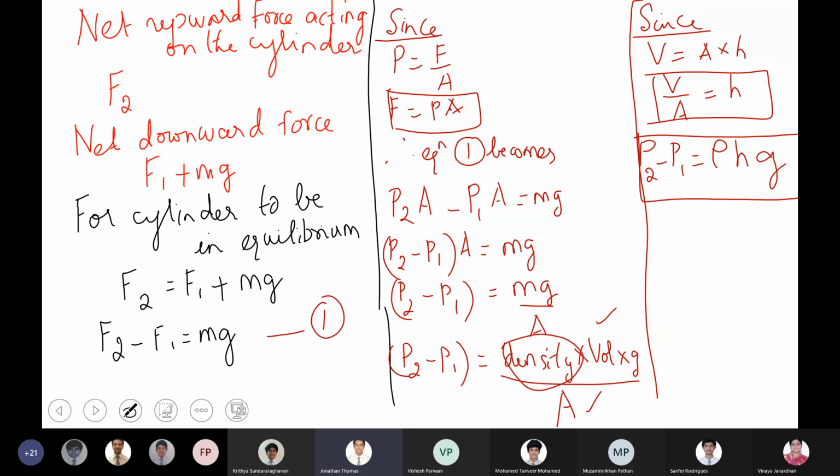Ma'am, here rho is the density of the liquid? It's not liquid, the cylinder itself is a liquid cylinder. You are considering the liquid in the form of a cylinder. Okay, ma'am. Shall I go for the next slide, boys? Yes, ma'am.